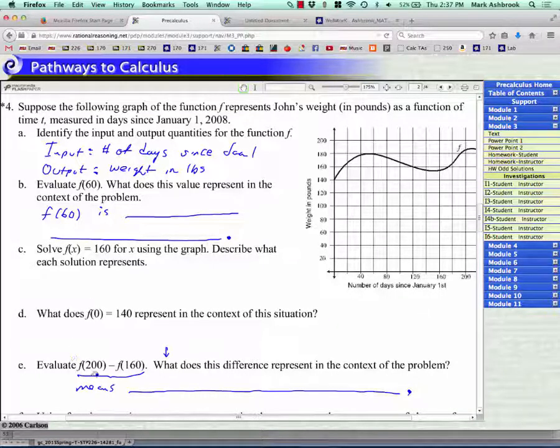Okay, so then what is f of 200 minus f of 160? Freddie, what is f of 200 minus f of 160? What's that mean? It's the weight on day 160 and day 200, the change in weight. Yeah. Okay, so it's the change in weight. It's a good start.